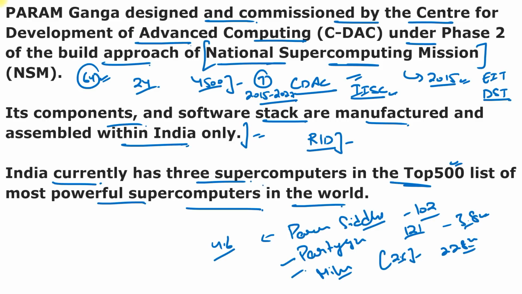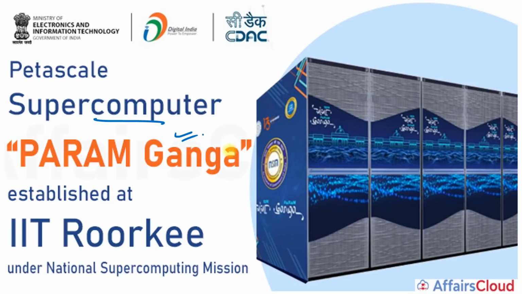Pratyush and Mihir. Many students don't know the name of the world's fastest supercomputer. The name of the world's fastest supercomputer is Fugaku, and it is located in Japan, and its supercomputing speed is 415 petaflops. Indian supercomputing speed is like 4.6 petaflops, but Japan's Fugaku supercomputer speed is 415 petaflops. This is huge. So remember, it is located in Japan.